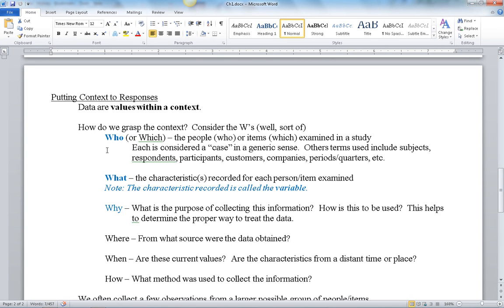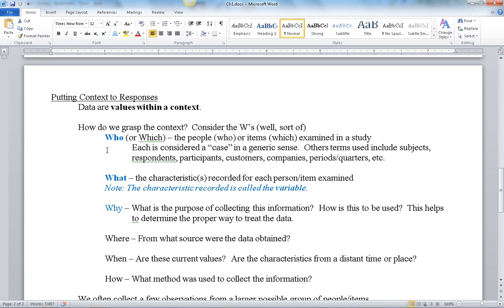So in a data file, it probably would be a different row in an Excel spreadsheet. Now the what is the specific thing you record about each person or each item. So if we're looking at, say, NKU students, well, the who may be all, say, 16,000 NKU students that we're interested in, and maybe we take a sample. Maybe we randomly pick out 500 of those. The what would be what we measure about each one.